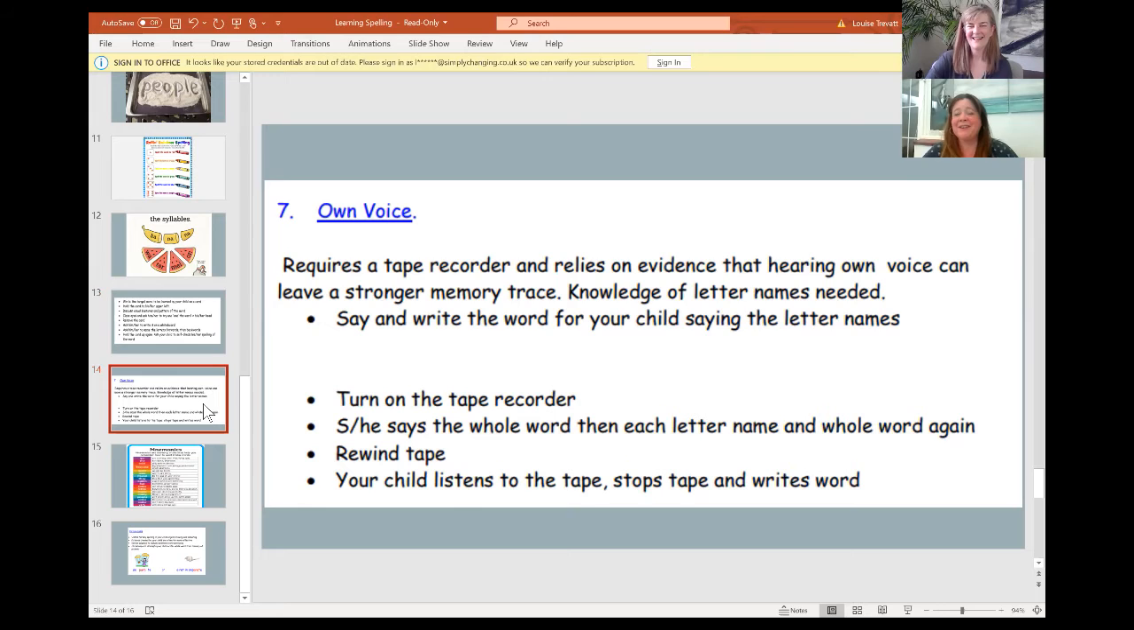And so to have that sound, they say and write the word, and your child says the letter name. So you are modeling that first, and then you record them saying the whole word, then spelling it, and then the whole word again. So they could say the letter name, or they could say the letter sound, depending on their age and their ability and what is more helpful for them. And then rewind the tape and play it back for them so they can hear themselves doing it.